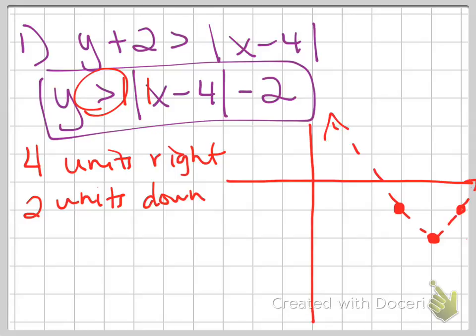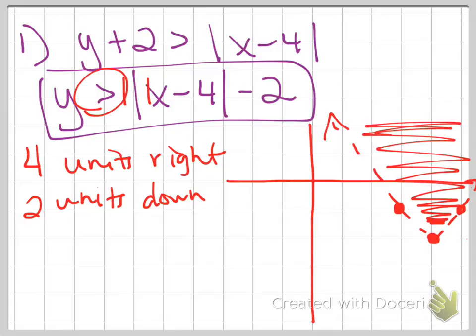And because it's greater than, you shade above the vertex. Above the vertex happens to be inside the V. And then I'm good to go. I have everything completely graphed. So that is the basics of what you're going to be doing with this.